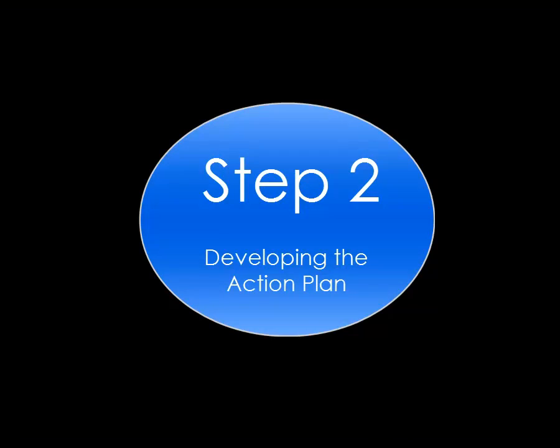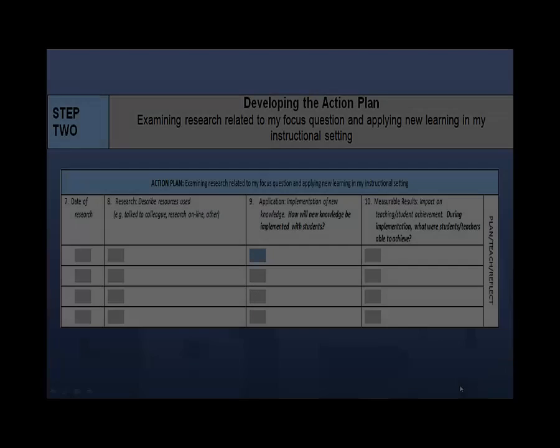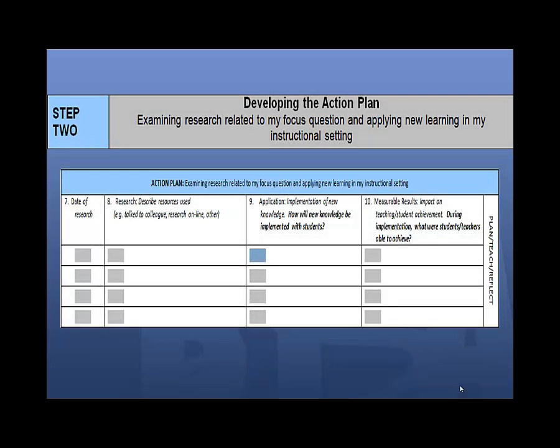This is a page break. Now we're going to take a couple minutes to describe step 2, which is developing the action plan, which is cells 7 through 10.